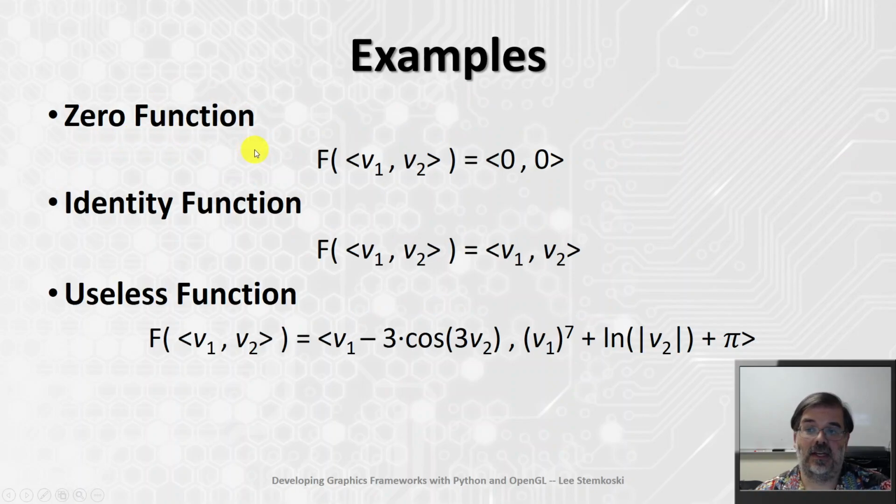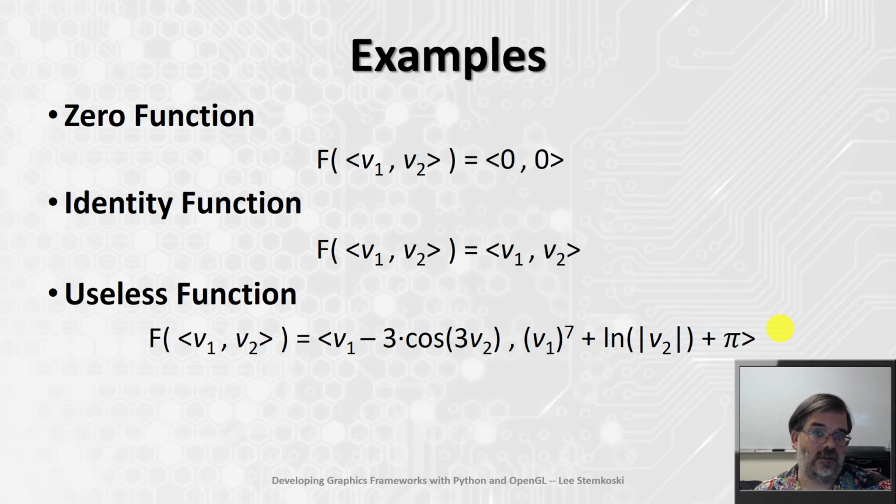So for example, you could have the zero function, which takes any input vector and always gives you the vector of all zeros as output. You could have the identity function, which takes as an input any vector and gives as output that exact same vector. Or you could have a useless function, f of v1, v2. I'm not even going to read this vector. So there can be very simple vector functions, very complex vector functions. The goal is to find something in between, right?